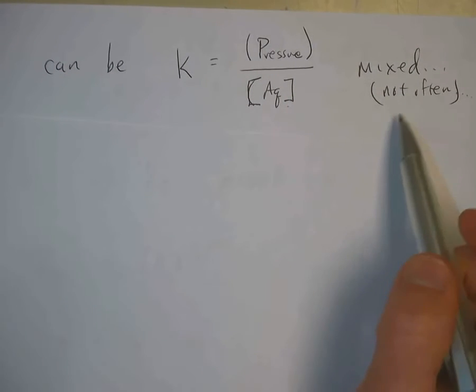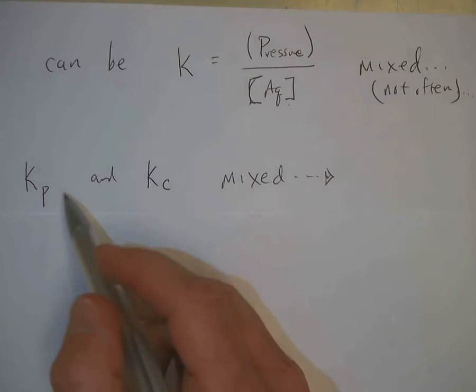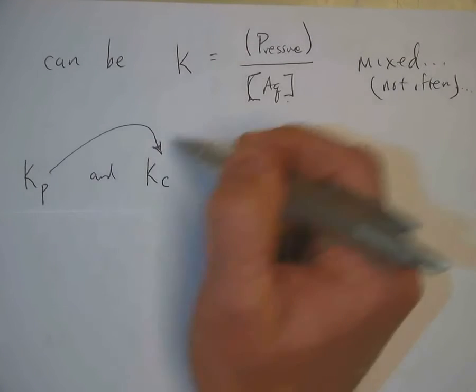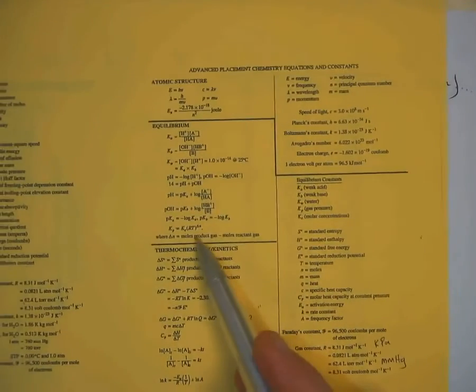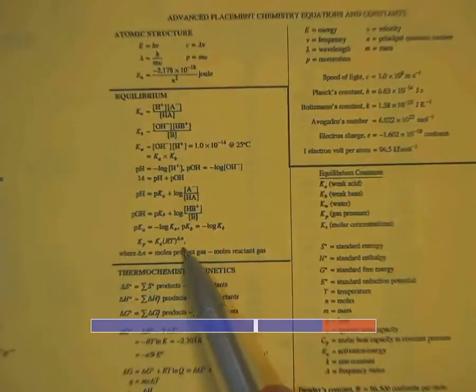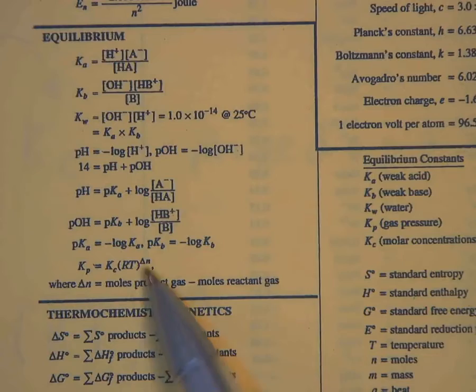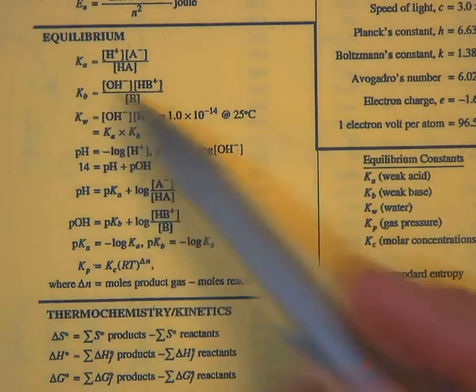Not often, but we saw one in Chapter 20. Kp and Kc can be solved for from one another, though. So, for example, if you have an equilibrium constant written in terms of pressures and you want it instead written in terms of concentrations, you can use this equation. Kp is equal to Kc times RT to the delta N. This is given on the yellow periodic table right here. This equation is given to you in case you need it. It's underneath the equilibrium area where you find all your pH, your pKa, your Kw, Kb equations.